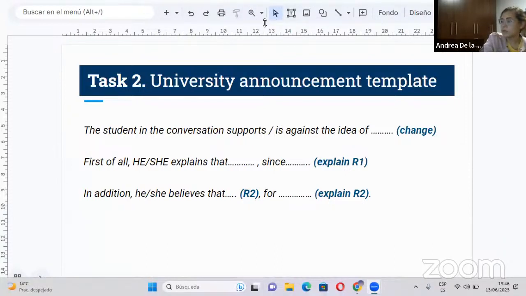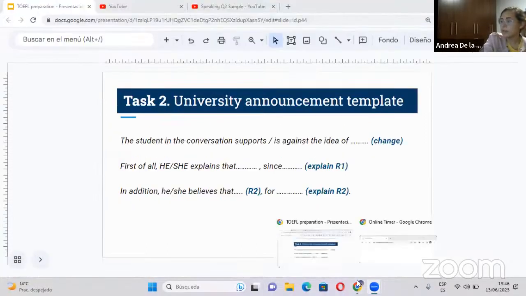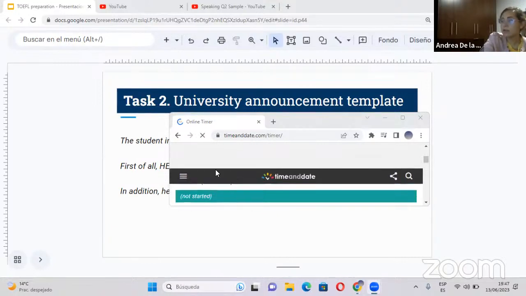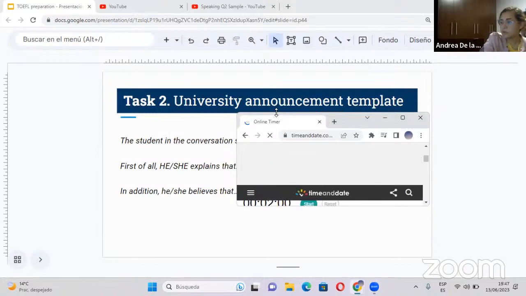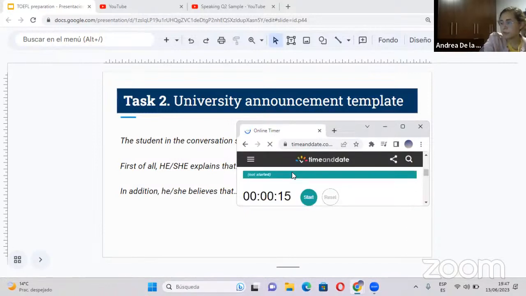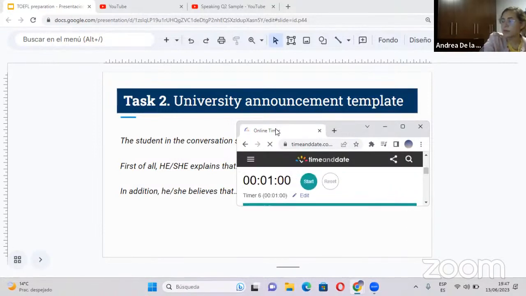Okay, guys. So I'm going to give you a sample response so that you see mainly how I manage my time and how I speak, and also you can see the content in the template being applied. So let's see. Where is the 1 minute timer? Okay, there we go.